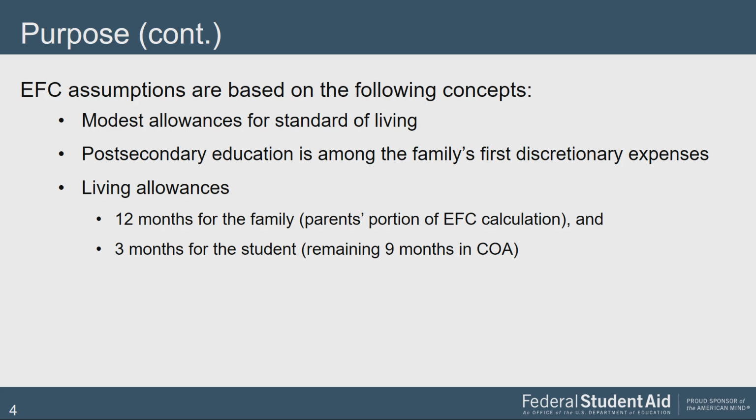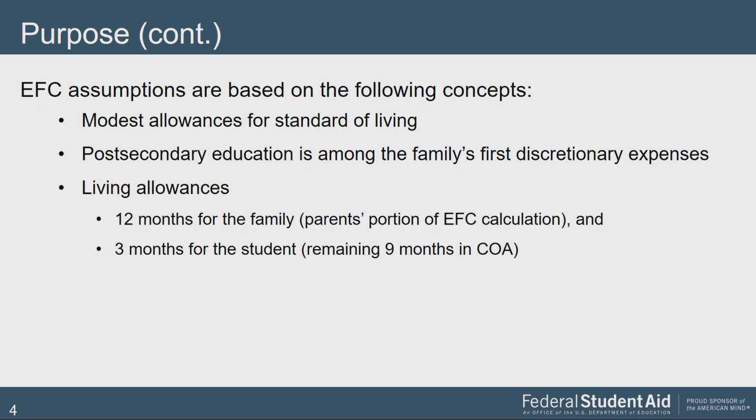And so you take those ideas and you create a standard, and so the EFC makes certain assumptions. One, a modest allowance for standard of living, and I believe what they do with that is they try to take the average standard of living across the country. Two, that post-secondary education is among the family's first discretionary expenses. I know that's preposterous now, but that's the assumption that it's making.